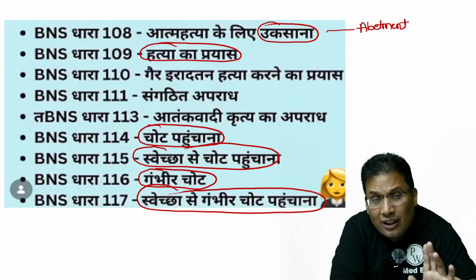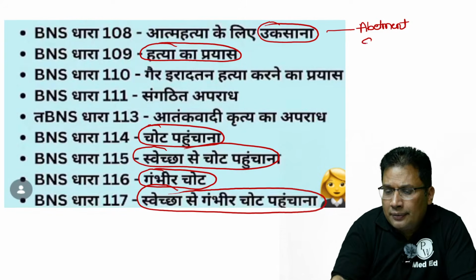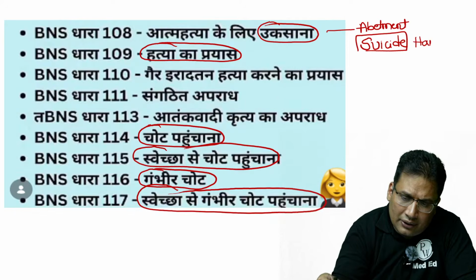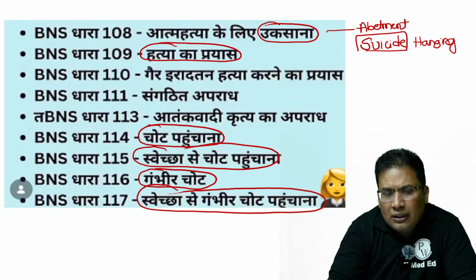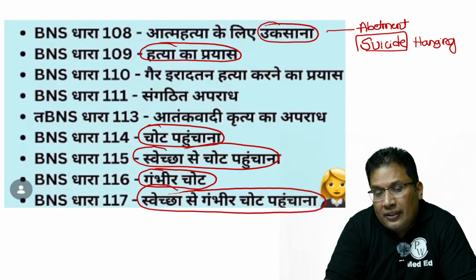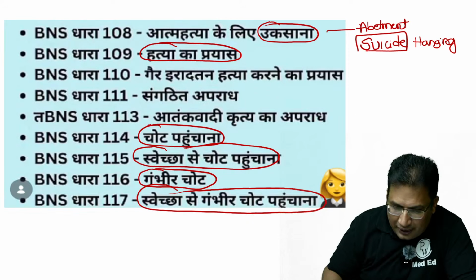ठीक है? What is the commonest method of suicide in India? Yes, guys? What is the commonest method of suicide in India? The answer is hanging. Abatement to suicide, याद रखना, 108, figure of 8, 108. That is आत्महत्या के लिए उकसाना. Good, that's great.